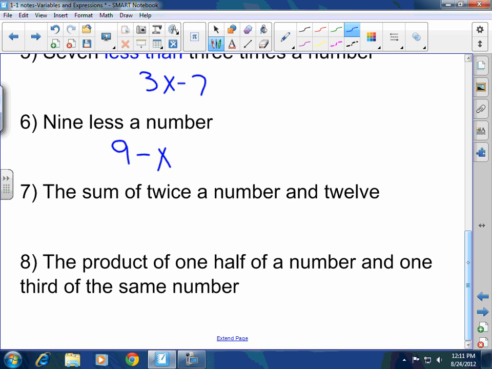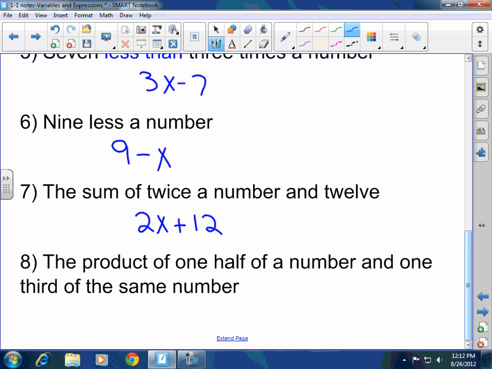The sum of twice a number and 12. So it's the sum of twice a number, 2x, and 12. Well done, son.